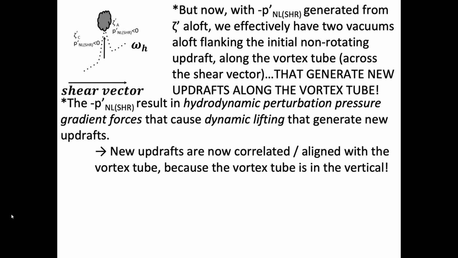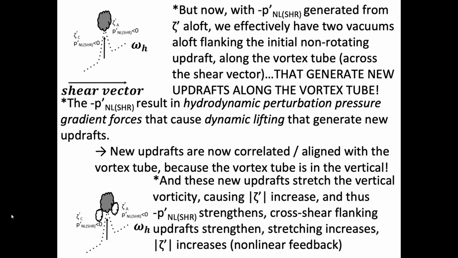So there's kind of cause and effect going on here. We have the vertical vorticity that's causing new updrafts that are lying along the vorticity, the vortex tube. So you can kind of get some allusion here to the idea that we could be dealing with some nonlinearities. Things are happening with relationships to the causative factors that are going to reinforce their outcomes. We're going to talk about this in a little bit more. All this because the vortex tube is in the vertical.